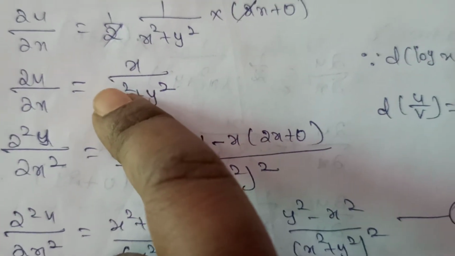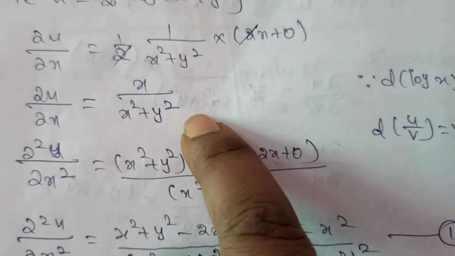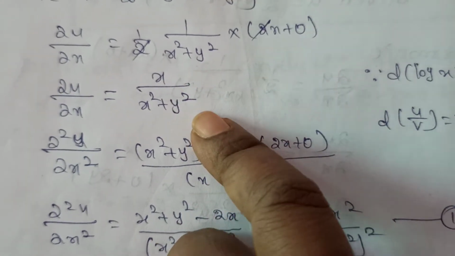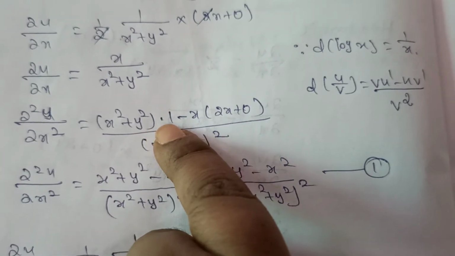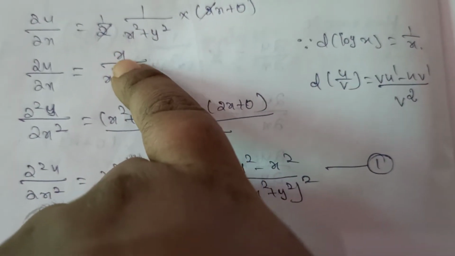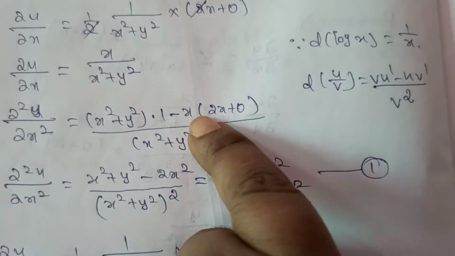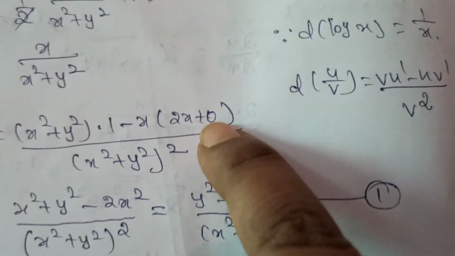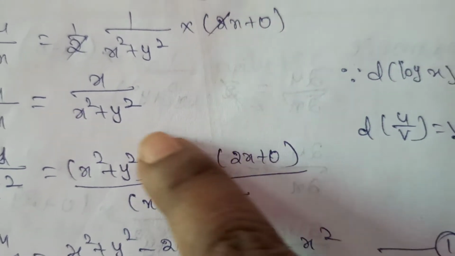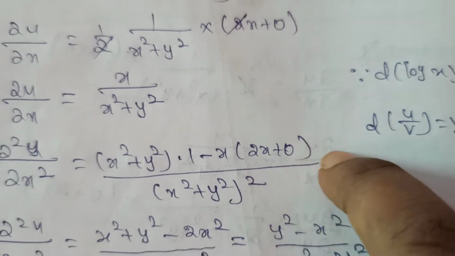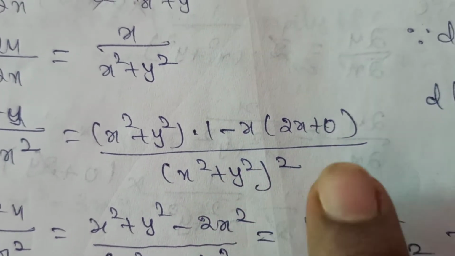Now consider which one is the u value: x is the u value and x² plus y² is the v value. So using the u by v formula, take v u', that is (x² plus y²) into the differentiation of the numerator x, which is 1, minus u v', that is minus x into the differentiation of the denominator, x² gives 2x, plus y², a constant, gives 0. And the whole divided by v², that is (x² plus y²) whole squared.